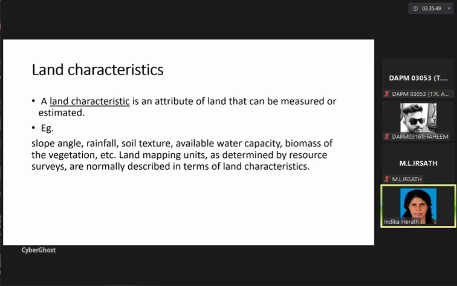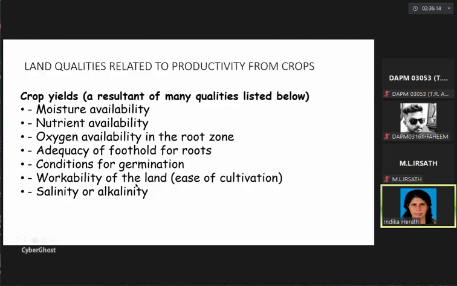And as determined by resource surveys, land is normally described in terms of land characteristics. Surveys generally describe the land based on the characteristics, right? So that is what we call land characteristics. We will get them one by one and see how they can be described.